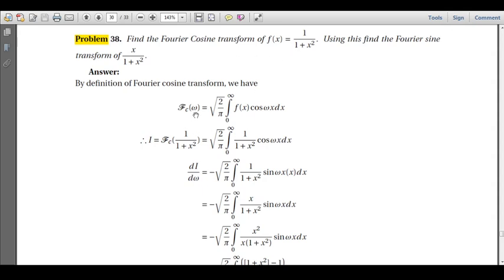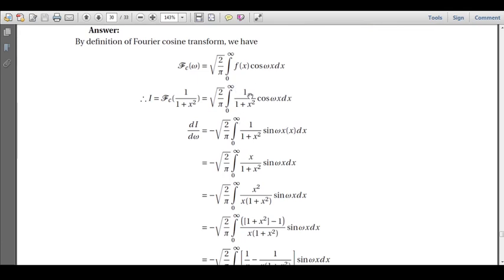Fourier cosine transform of omega is equal to root of 2 by pi integral 0 to infinity f of x cos omega x dx. I denote this as capital I. Capital I is equal to root of 2 by pi into our f of x, which is 1 by 1 plus x square, integral 0 to infinity 1 by 1 plus x square cos omega x dx.